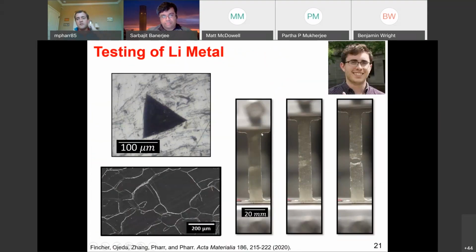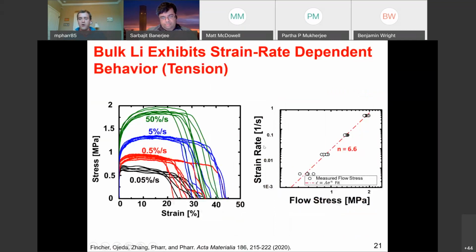So here's the first set of experiments we did. We did bulk tensile testing. We did some nano indentation of as-received lithium metal foil. Here are stress strain curves. You can see extensive plastic deformation. You can see that these things flow at really low stresses. We're talking 1 megapascal or so for lithium.